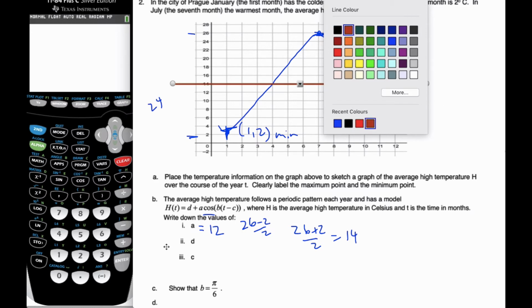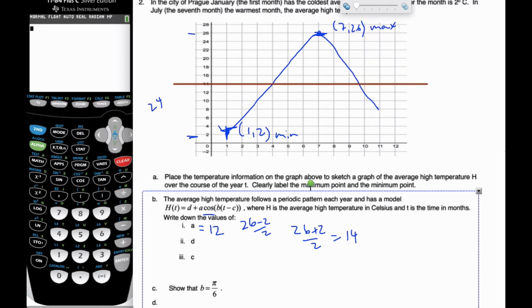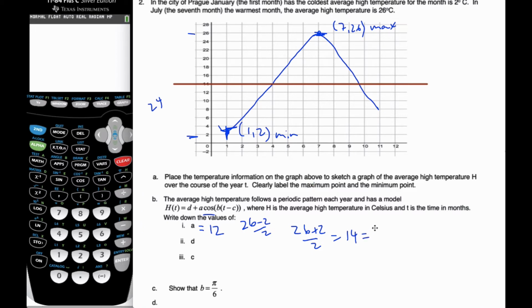Okay, so now here's my principal axis. D is 14. Now C, because it's cosine, the C value is just where the maximum is. And so the C value is going to equal 7. It's always just the maximum. The C is easy to find for cosine.